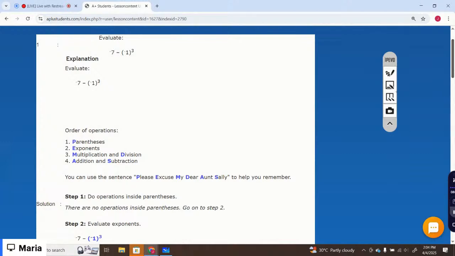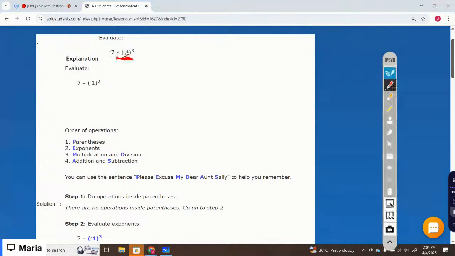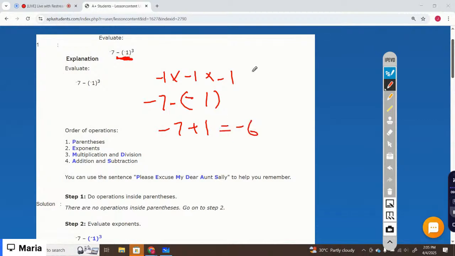So here we have the exponents. The first thing we have to do is evaluate the exponent. Negative 1 cube means you need to do negative 1 times negative 1 times negative 1. When we have an odd exponent and a negative number, the answer is always negative. So the result is negative 1. So negative 7 minus negative 1. Subtracting a negative number is the same as adding. So negative 7 plus 1 is negative 6. The correct option is -6.